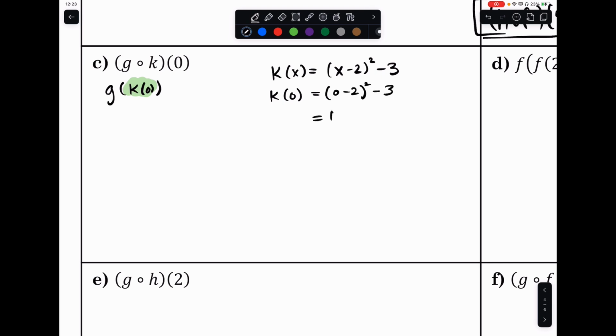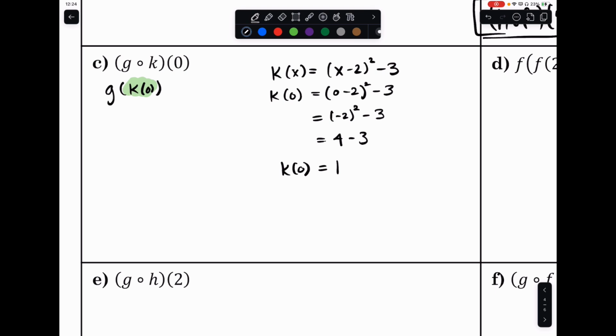0 minus 2 is negative 2. And negative 2 to the second power is positive 4. Now, if you're going to use the calculator to evaluate this number to the second power, again, remember, you need to plug this in using parentheses, just like I've noted here. So k of 0 equals 1.